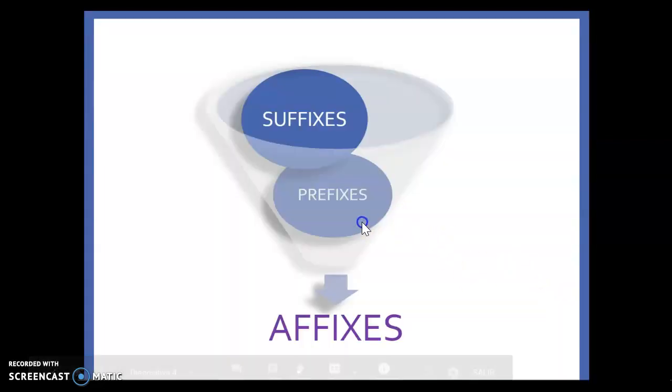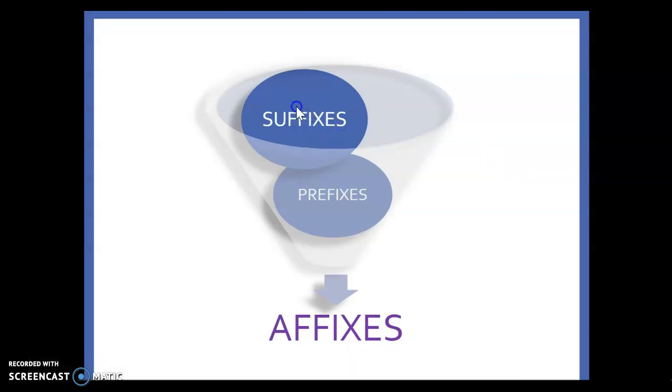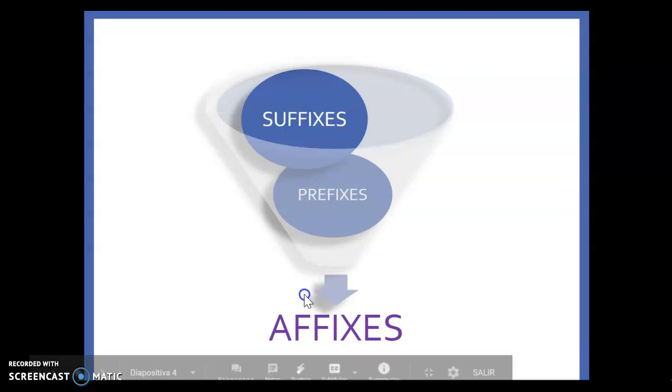So, what you have to know is that prefixes go before the root and suffixes go after the root, and both are called affixes. Please pay attention to the spelling. Suffixes are spelled with double F, prefix only one F, and affix double F.